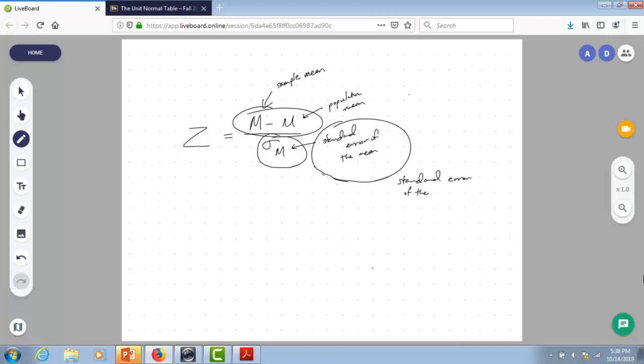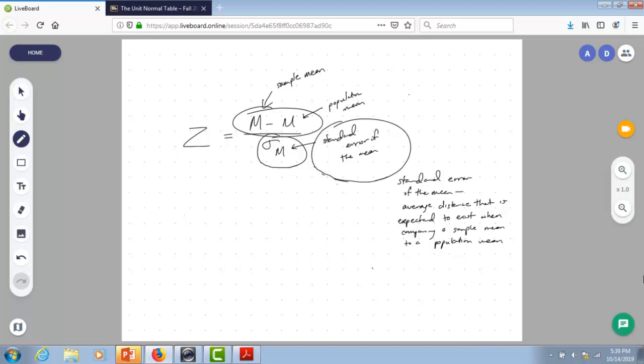So let me write out a definition for the standard error of the mean. It is the average distance that is expected to exist when comparing a sample mean to a population mean.